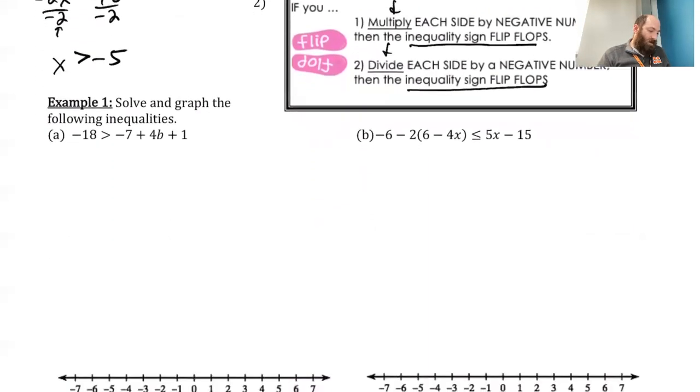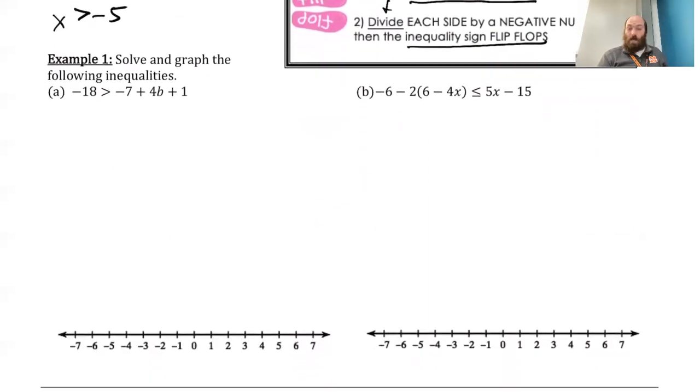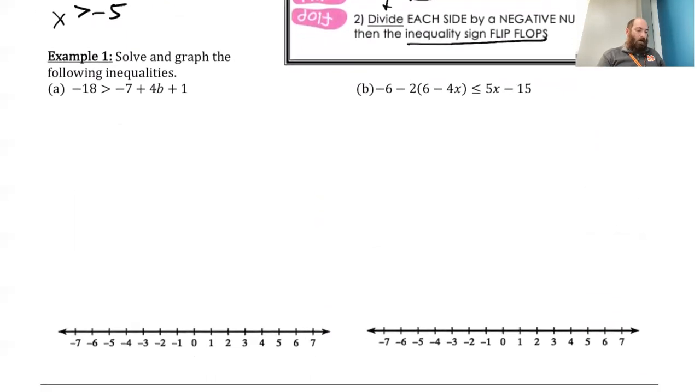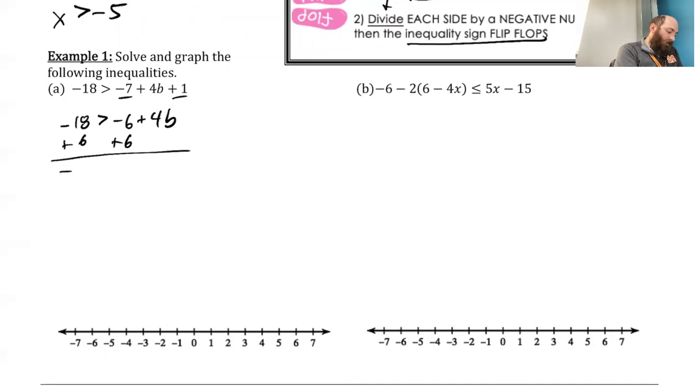So let's take a look at some examples here. We're going to solve these and then graph them on here. Okay, so for the solving process, again, you can treat it exactly like it was way back in unit 2. We look at this, we're going to combine like terms. So we got negative 18 greater than, that will be negative 6 plus 4b. Now I'm going to add 6 to both sides. So that's going to give me negative 12 greater than 4b. Now I can divide both sides by 4 and I get negative 3 is greater than b.